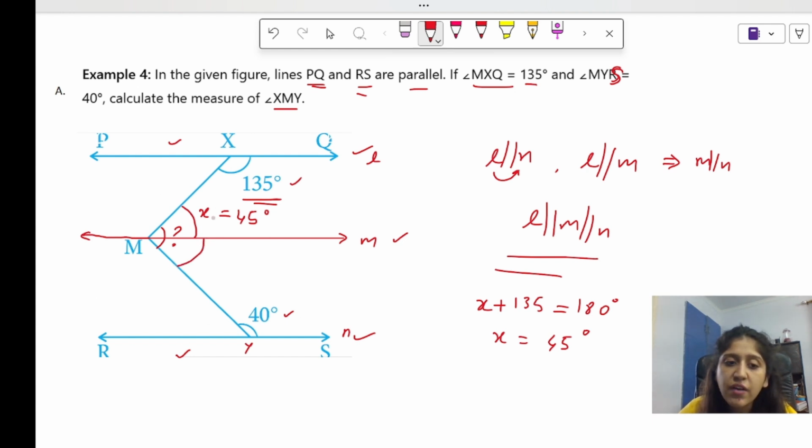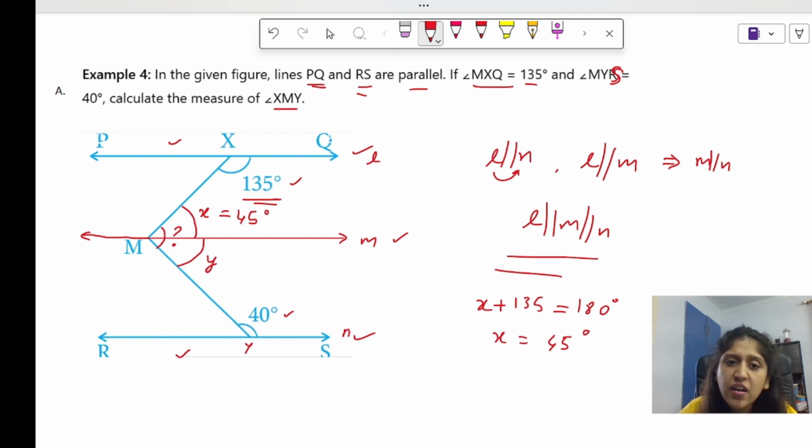Because we have these two angles, angle x and angle y, can we add those angles and get angle x and y? Yes. So now I have to find y. How can I find y? Can I see anything with 40 degree? Yes, I can. What is it?